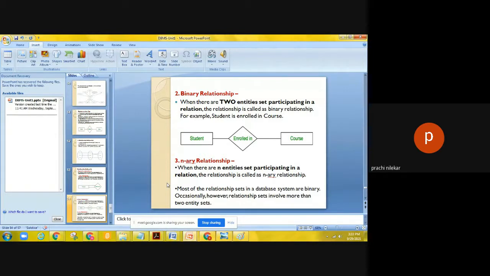Okay. Occasionally, it may be a unary or an n-ary relationship. However, relationship sets involve more than two entities in n-ary. So most of the relationship sets in the database are binary. Remember these things.